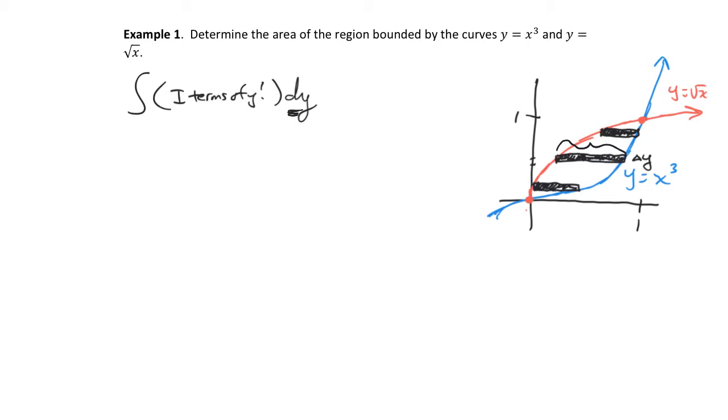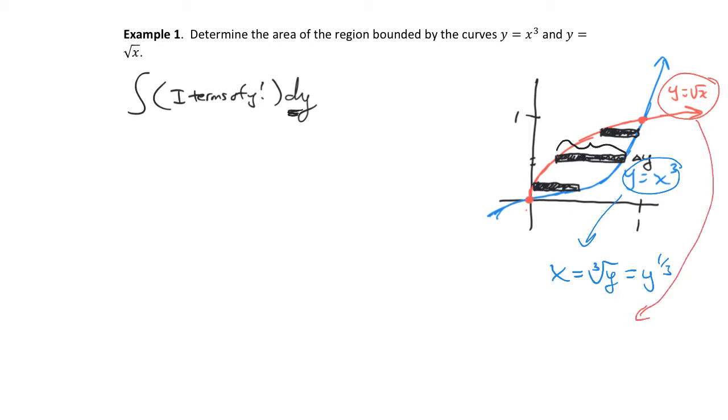Now, if I'm moving left and right, but staying at the same height, my x value is changing, which means I need to take each of these equations and solve them for x. So this would say that x is the cube root of y, or y to the 1/3. And then for the other function, it's going to look prettier than that. We would have x equals y squared.